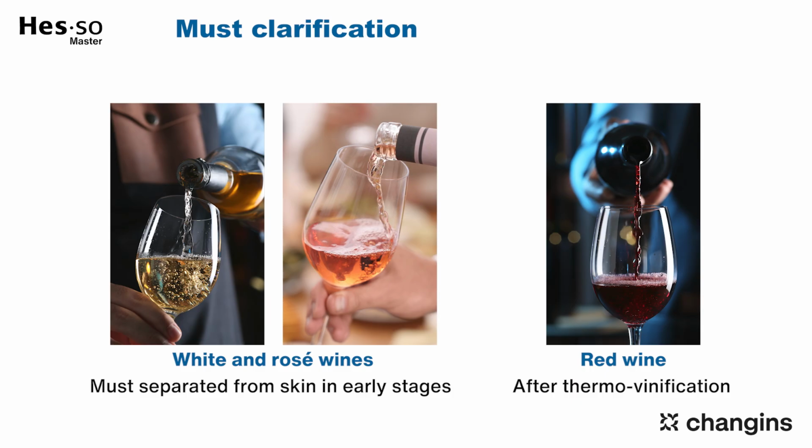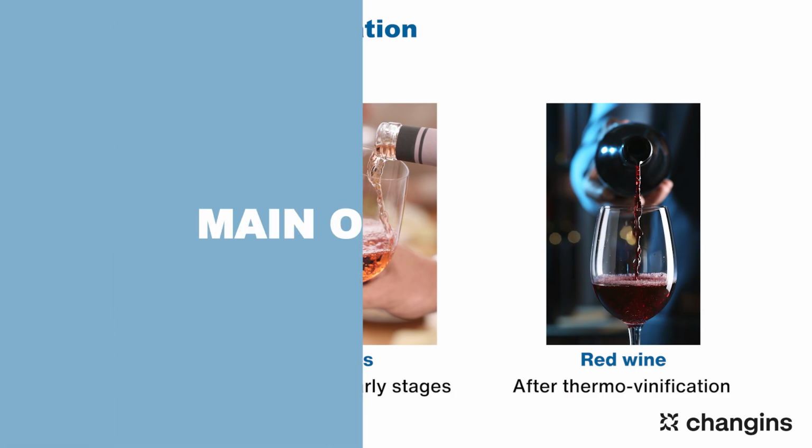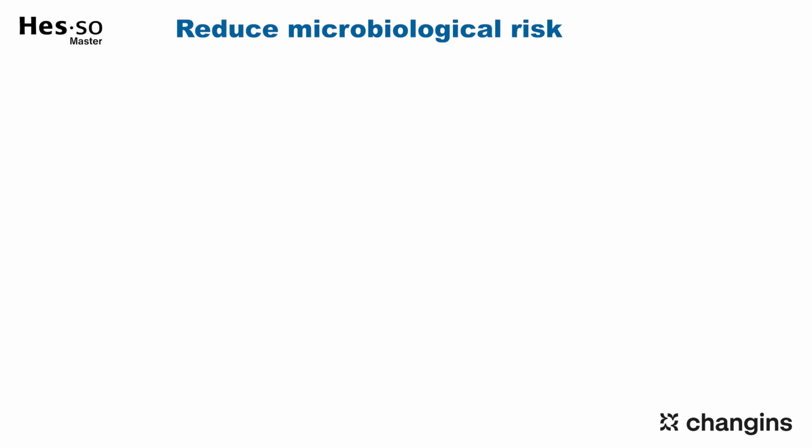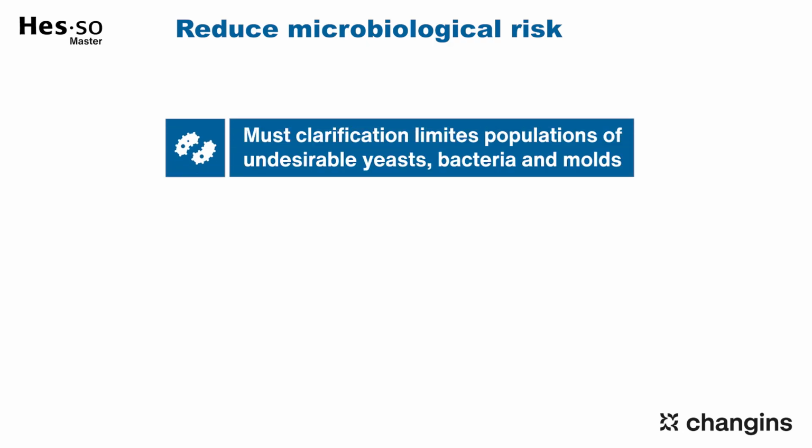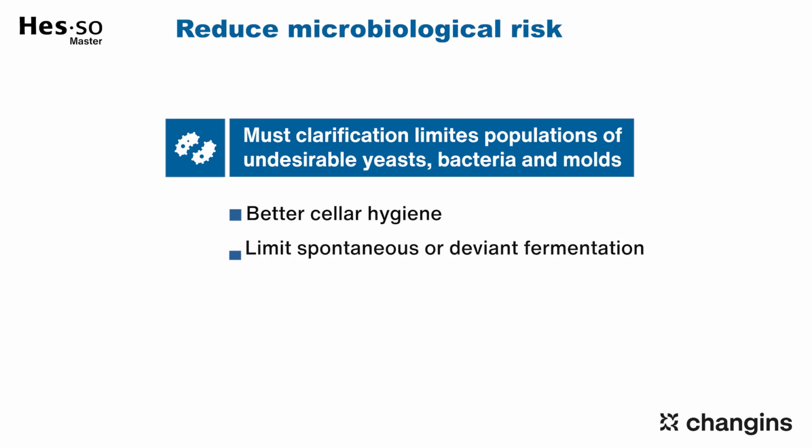Now, let's consider the main objectives behind must clarification. The first relates to microbiological risk reduction. By limiting populations of undesirable yeasts, bacteria, and molds, clarification contributes to better cellar hygiene and significantly lowers the likelihood of spontaneous or deviant fermentation.